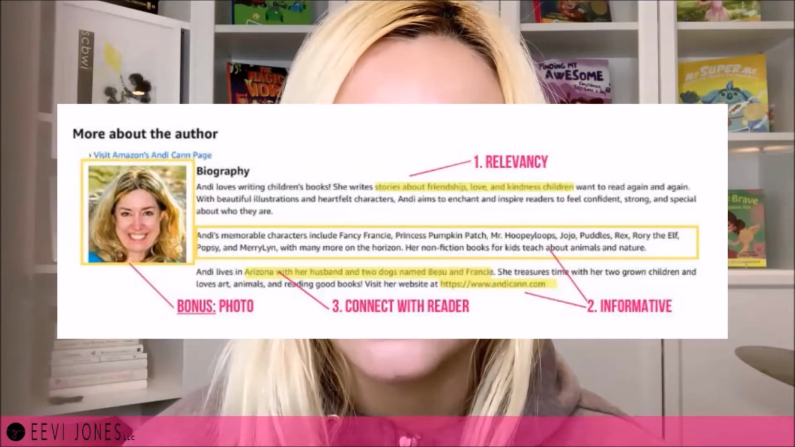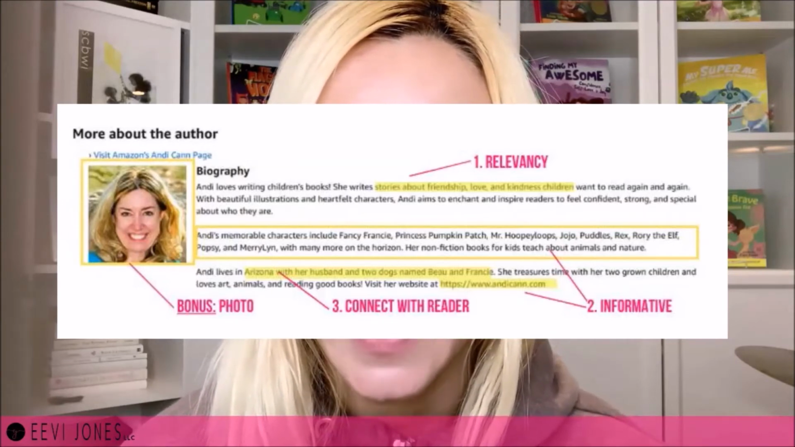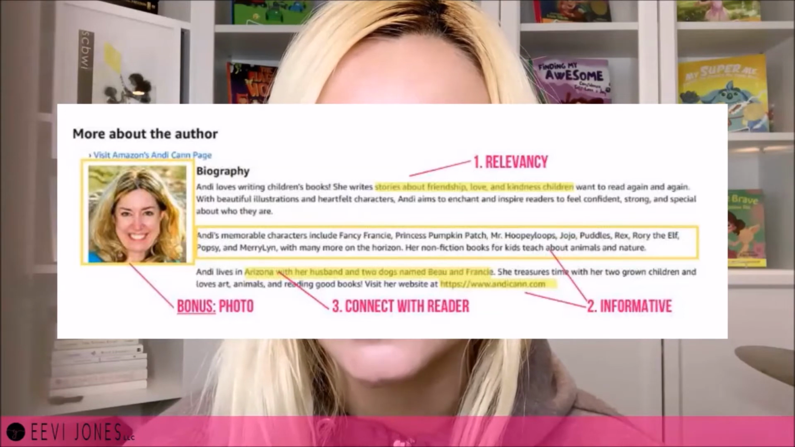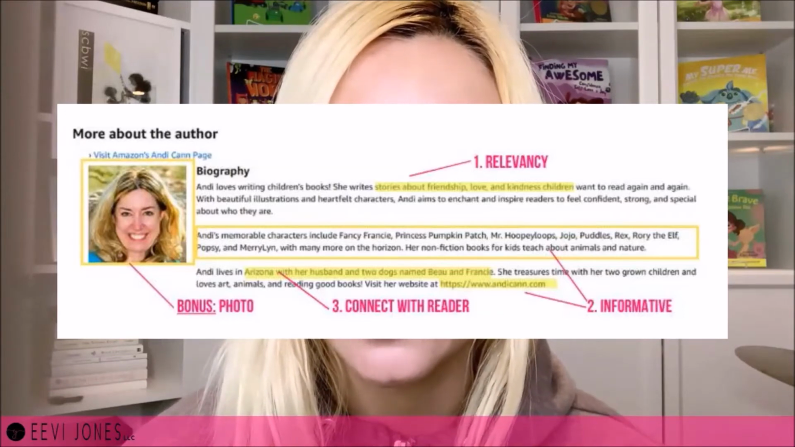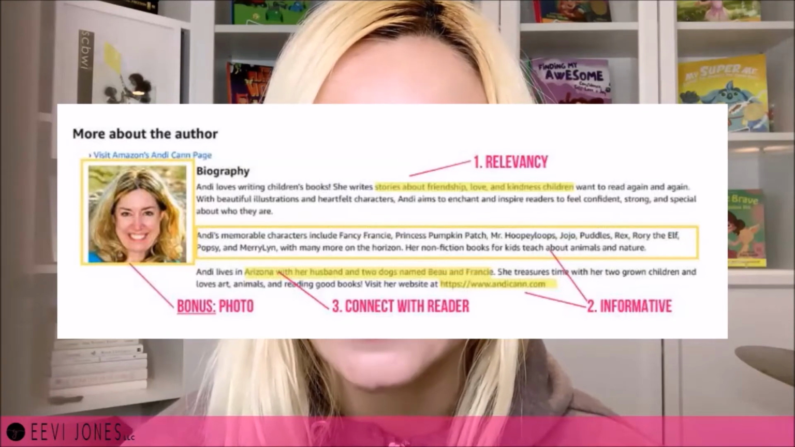Andy lives in Arizona with her husband and 2 boys named Bo and Francie. She treasures time with her 2 grown children and loves art, animals, and reading good books. Visit her website at andycon.com.